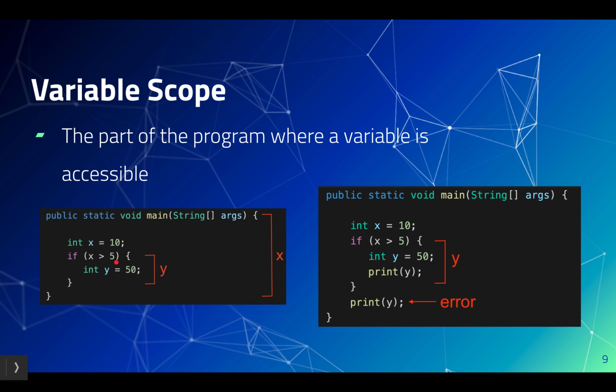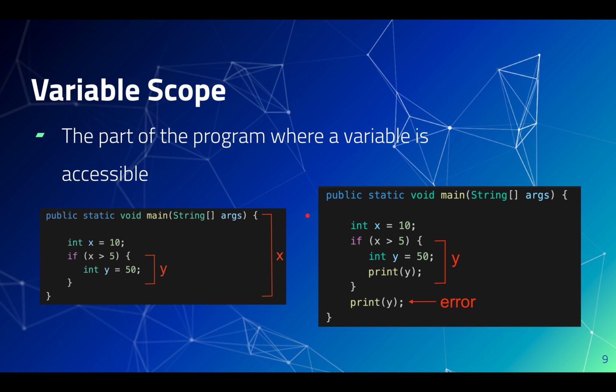So for example, you can see in the image that the variable x is created inside of this main method, this set of curly braces out here. So it can be used anywhere inside this area. Now we have an if statement, and inside of it we create the variable y, and we set it to 50. The variable y can only be used inside this if statement.